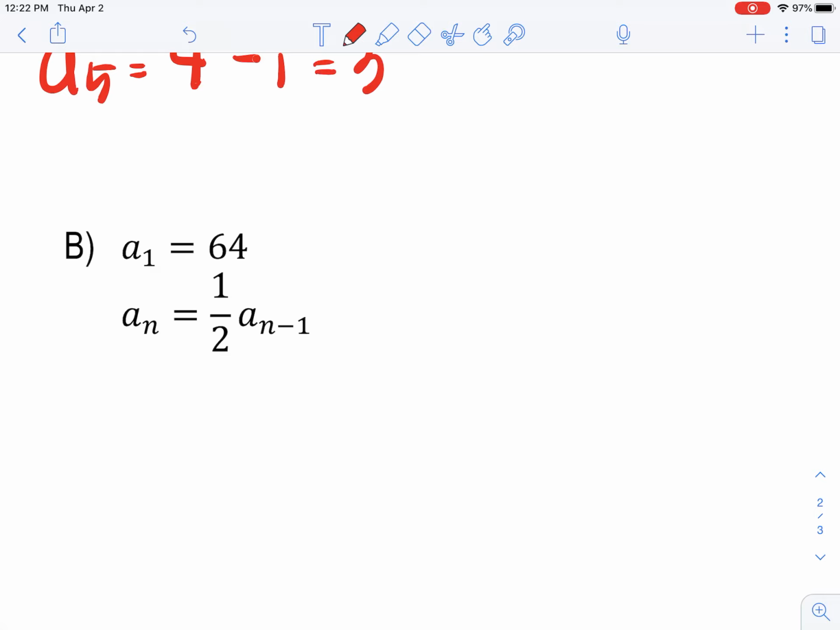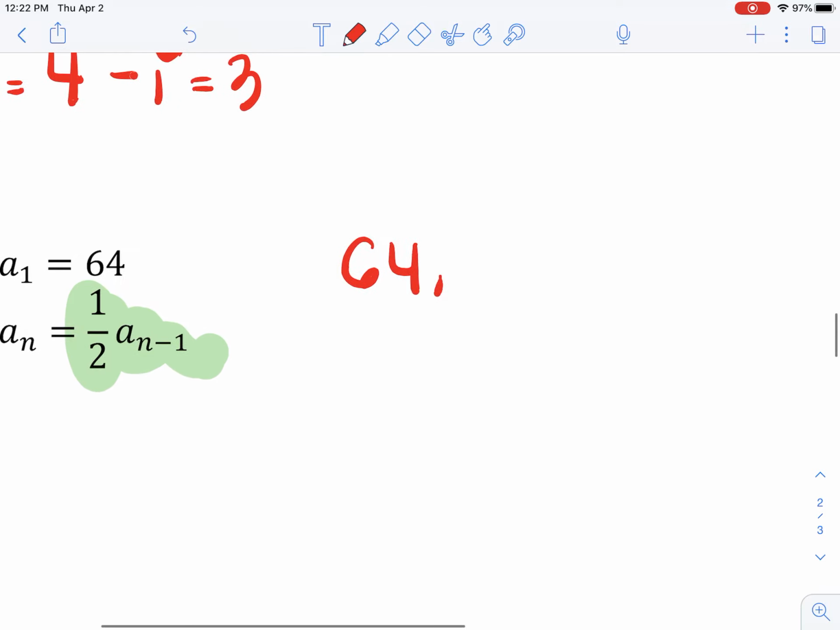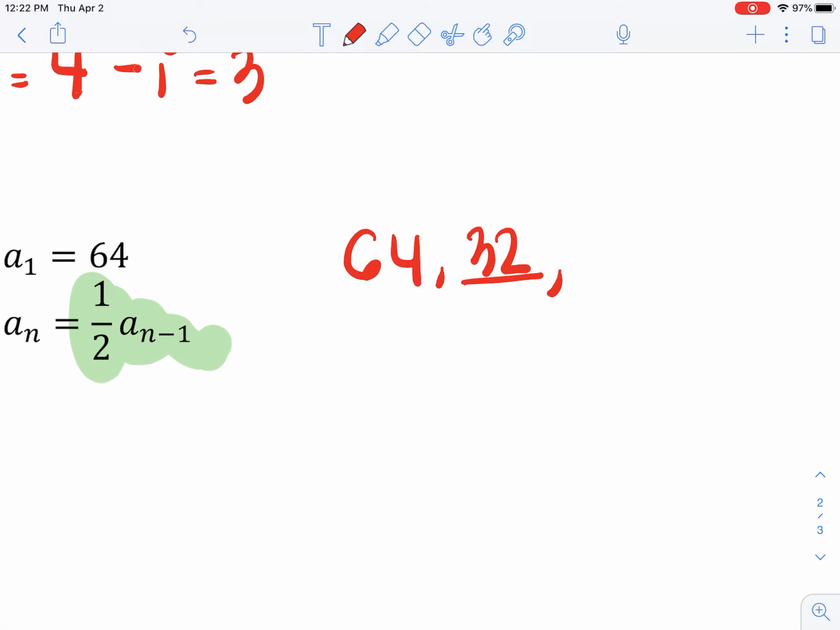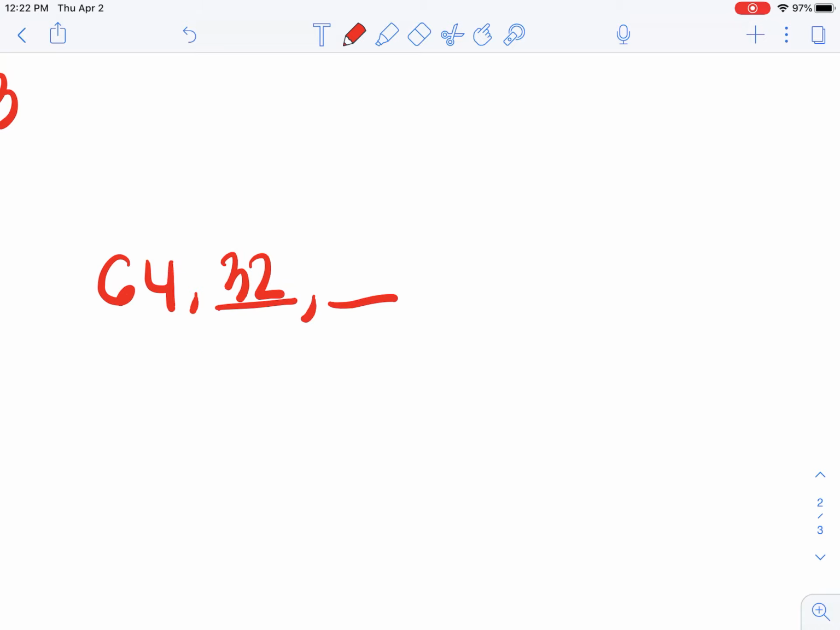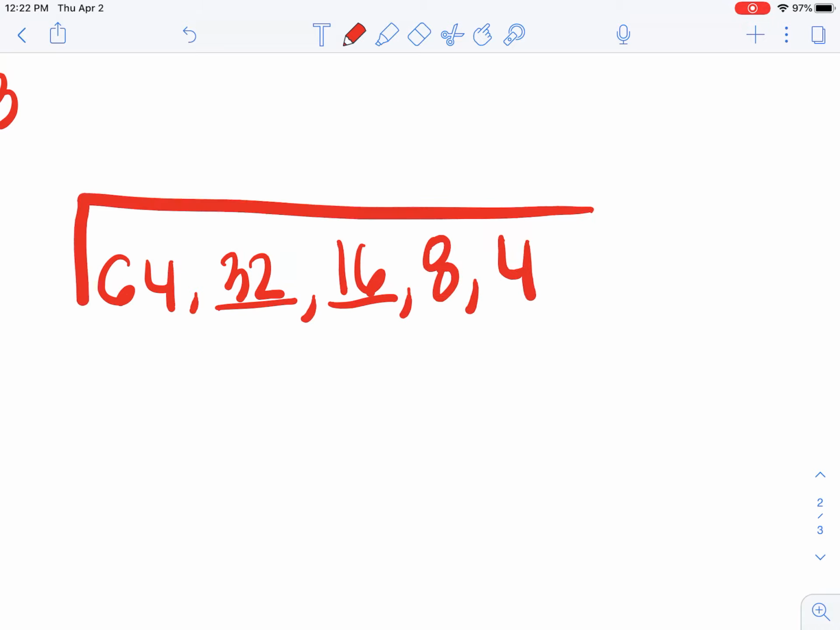All right, let's look at this next one here. My first term is 64, and then I have to know how to read this right here. So it says take half of the previous term to get the next term. So this one I can do absolutely no work and come up with it. To get this term, I'm going to take half of the previous term, 32. To get this term, I'm going to take half of the previous term, 16. 8, 4.